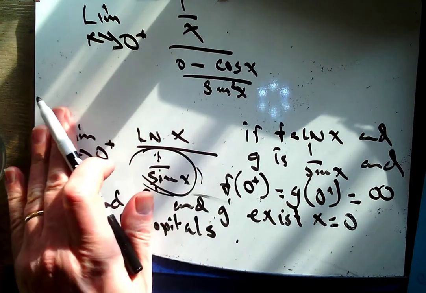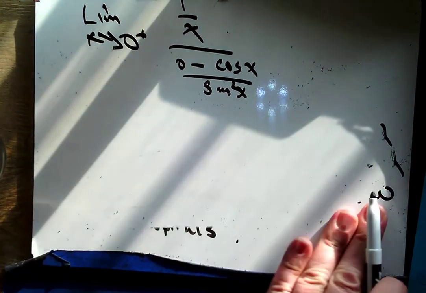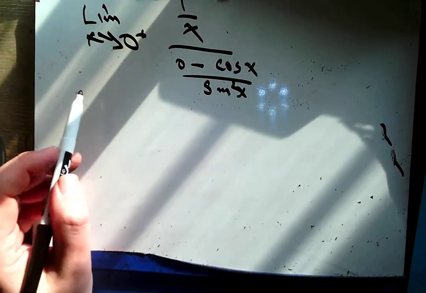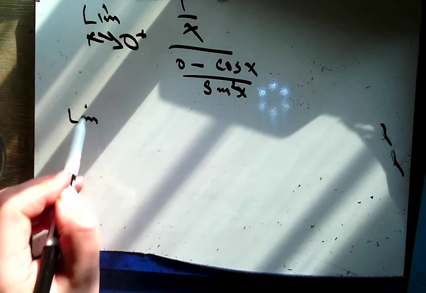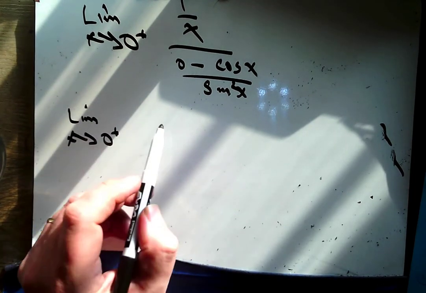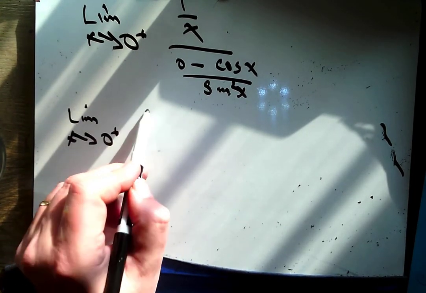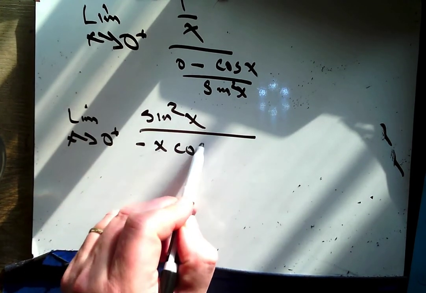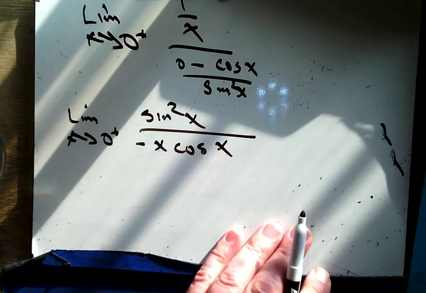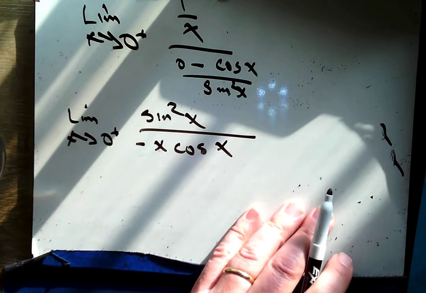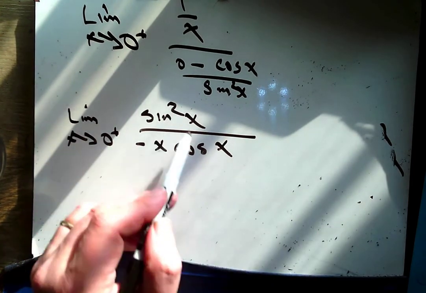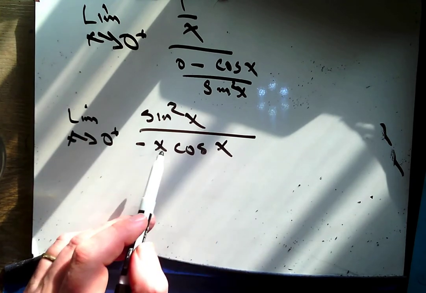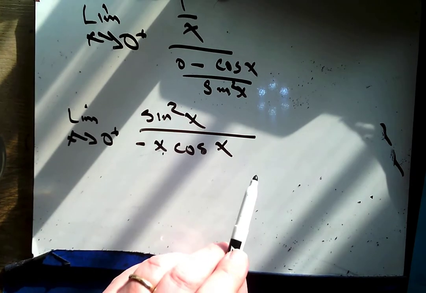Let's maybe rewrite this using our algebra skills. What will that be? That'll be the limit as x heads to 0 from the positive of sine squared x over negative x cosine x. I believe. Yes? Yes. Okay. If I plug in my zeros, I get 0 on the bottom, I get 0 on the top.